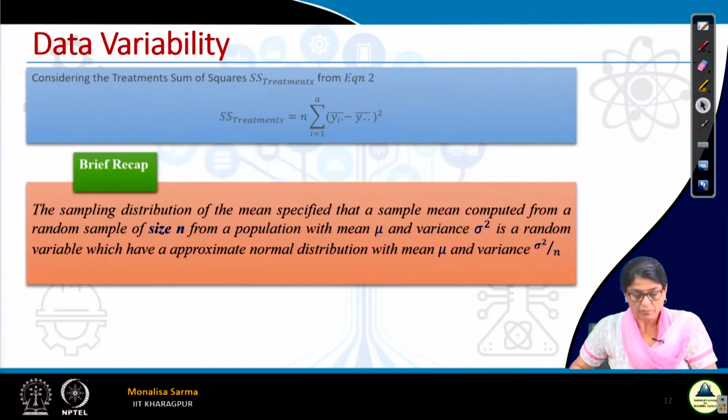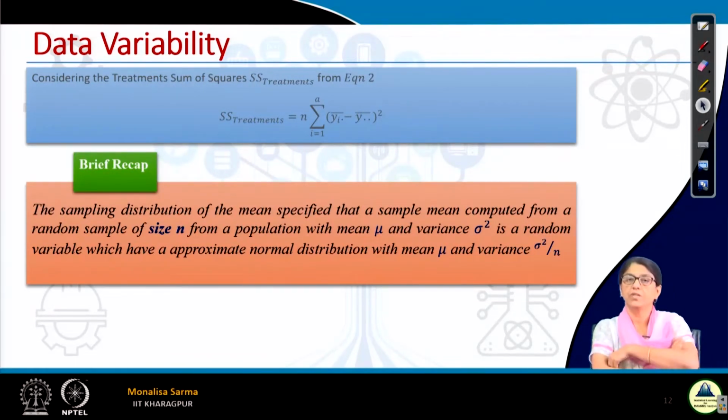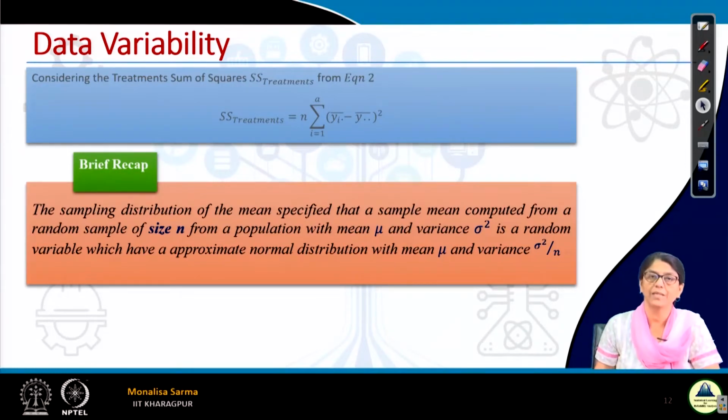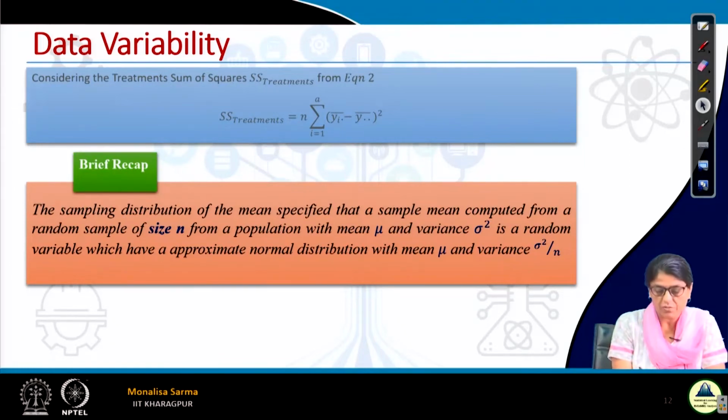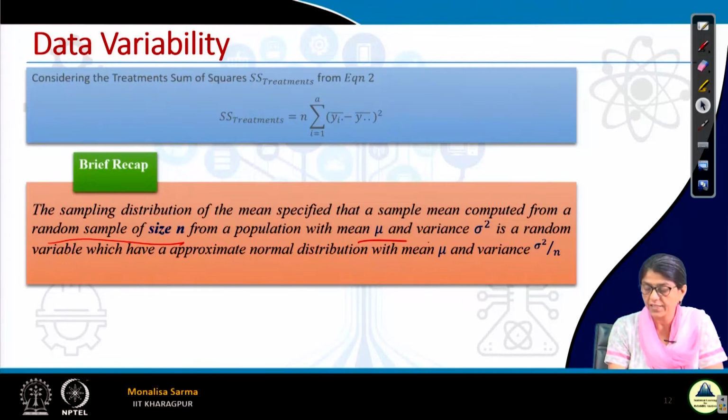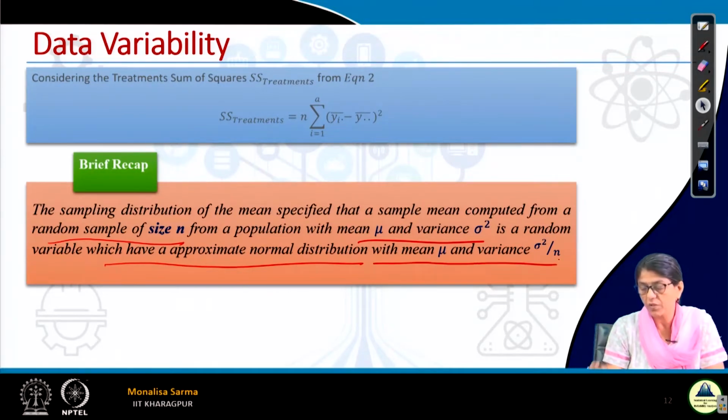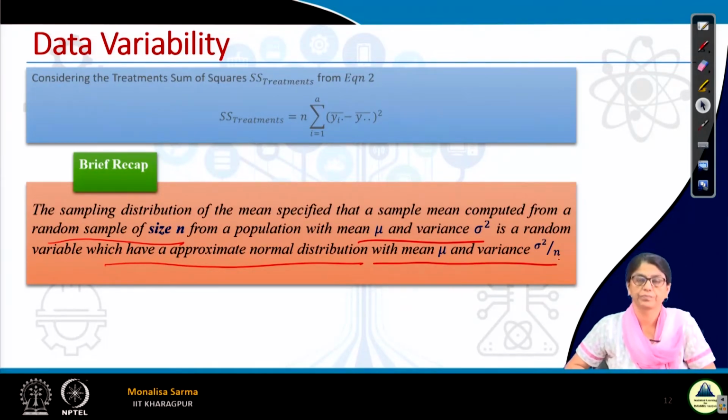Now, if you recall the sampling distribution of the mean, which we learned when we learned sampling distribution, similar to the central limit theorem. The central limit theorem just talks about the normality. So, what is the sampling distribution of the mean? It specifies that a sample mean computed from a random sample of size n from a population with mean mu and variance sigma square is a random variable which has an approximate normal distribution with mean mu and variance sigma square by n.